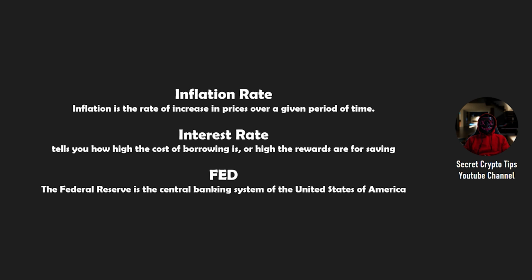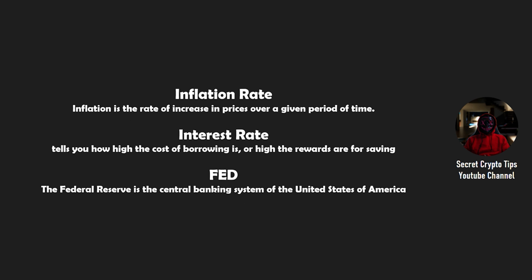And number 3. Fed. The Federal Reserve is the central banking system of the United States of America. They monitor financial system risks and engage at home and abroad to help ensure the system supports a healthy economy for the US. Two co-equal goals for monetary policy: first, maximum employment, and second, stable prices, meaning low and stable inflation.